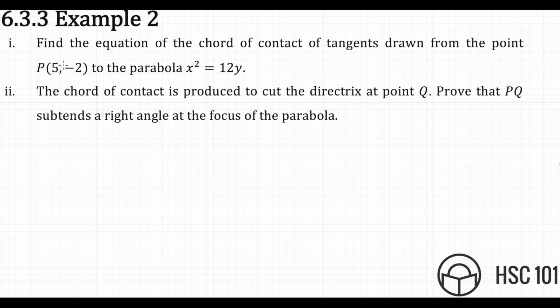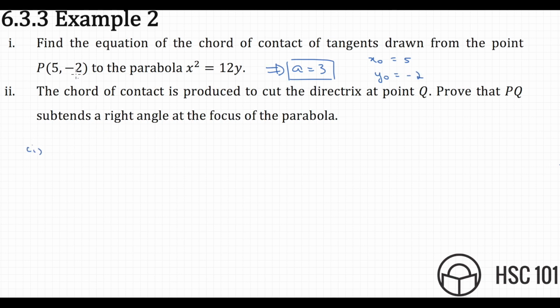Example 2, part 1: we want to find the equation of the chord of contact of tangents drawn from the point P(5, -2) to the parabola x squared equals 12y. From the equation of the parabola, x squared equals 12y means that a is equal to 3. That's fairly important. Our external point is given by (5, -2), so x0 is equal to 5 and y0 is equal to -2.